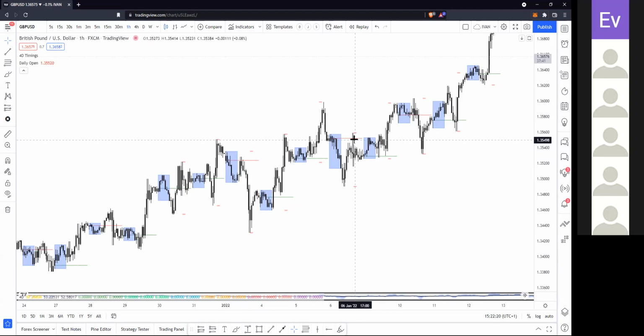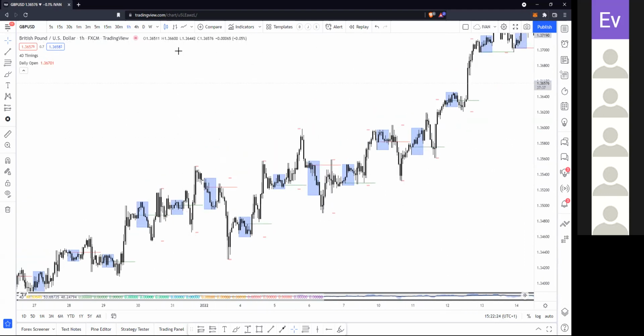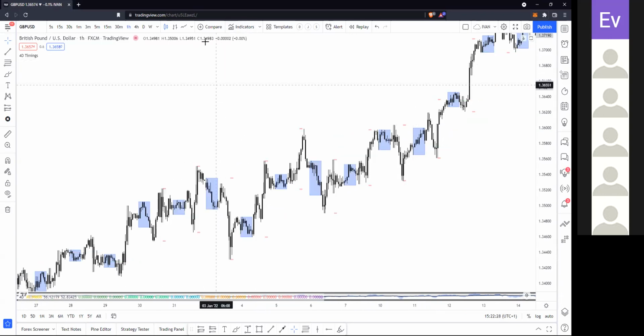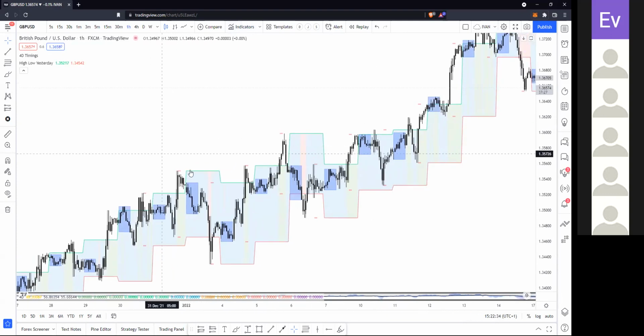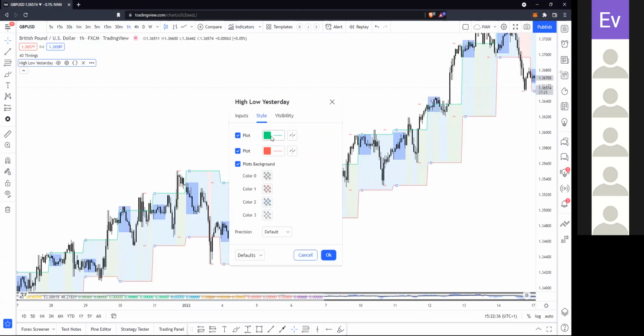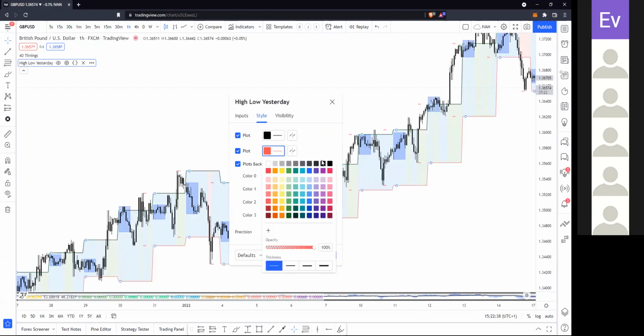Daily open reversals are really strong, and I'll show you. That's my favorite out of this. Daily open, yesterday's high, yesterday's low, but you can still use yesterday's high and yesterday's low. They're not that bad. Just a second, let me set up the colors.